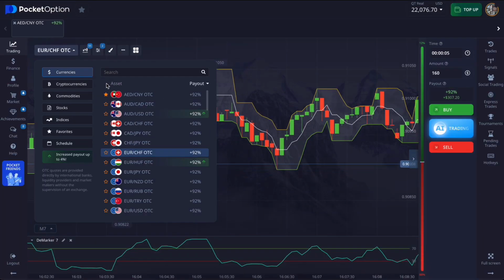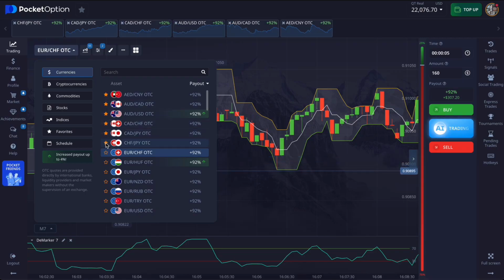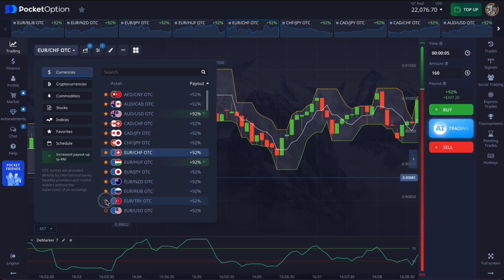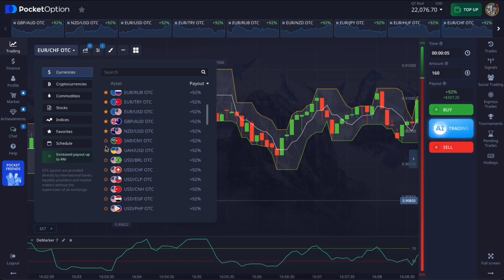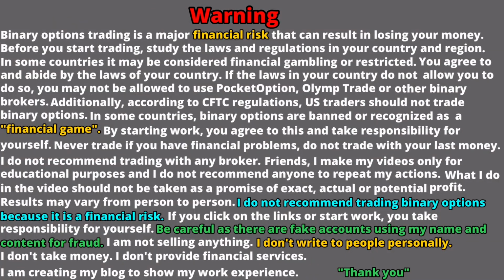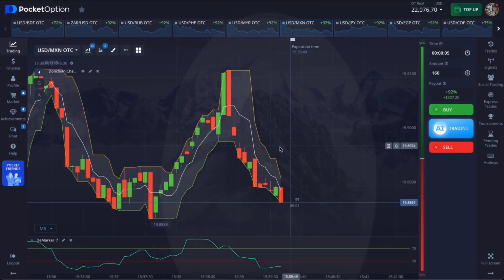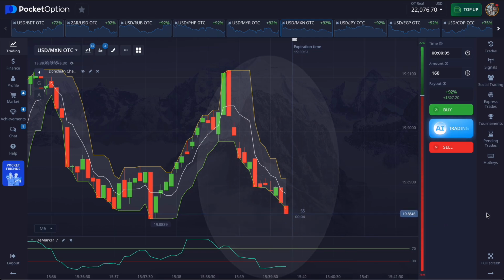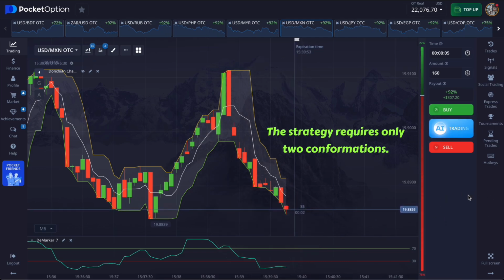Now we add some currency pairs, and then we will start looking for entry points properly. I will add all the OTC currencies here, because I get more facilities in this. So here I have got a very good chart. We need only 2 confirmations to place an entry.